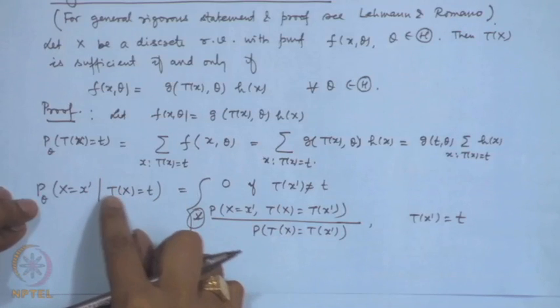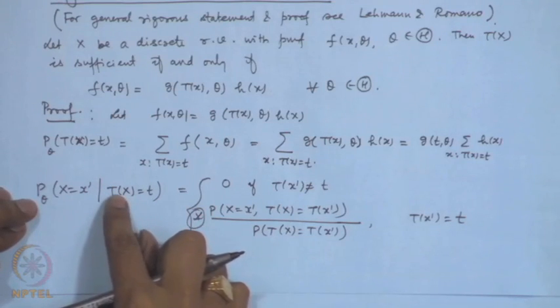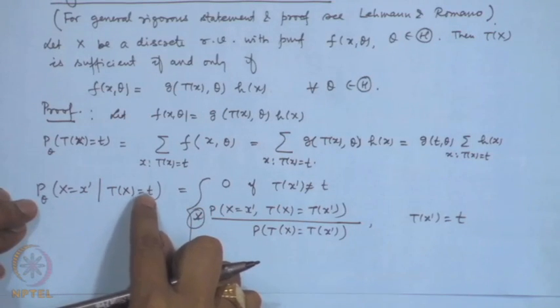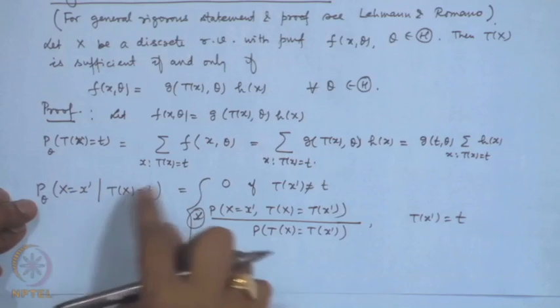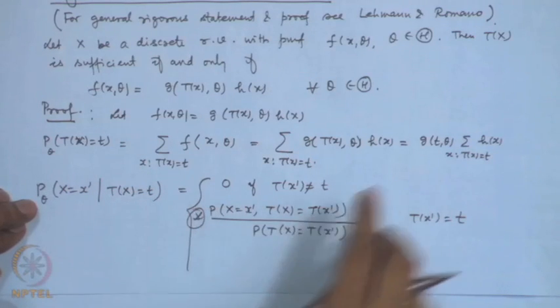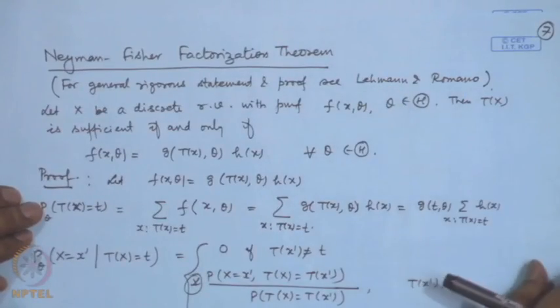If the distributions are continuous, then the probability of T(X) = t does not make sense, because that will be 0. So, we have to use the conditional density function form. So, the general proof which is given in Lehmann and Romano takes care of all these cases.